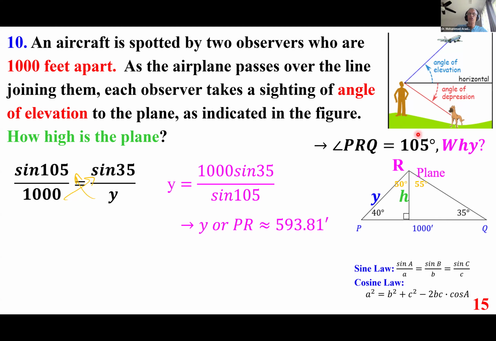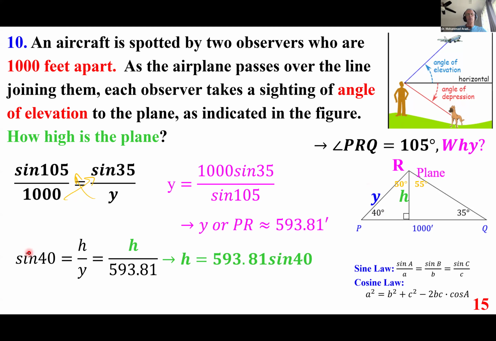Now, we want the h. Sine of 40 is h over y. And we have found y to be 593.81 roughly. So h is the product of these two. And putting it into a calculator results in 381.69. As always, you have to put the proper units in feet.